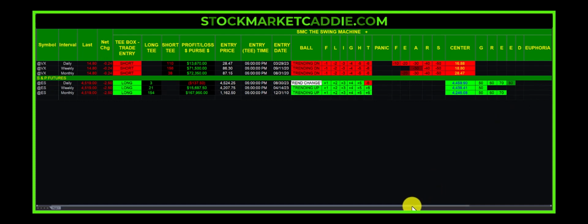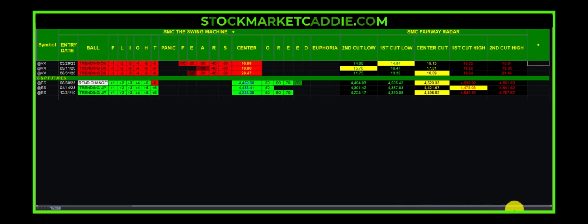Now, let me also show you this. Once again, all on Swing Machine. We'll bring this into view. Here's the ES on a monthly. I've just slid this over. On a monthly basis, the fairway radar is telling us we're dead in the middle, between 44.95 and 46.41. As prices move up into this area, if they do, they will hit resistance. The monthly resistance, major resistance, is between 46.41 and 47.67.